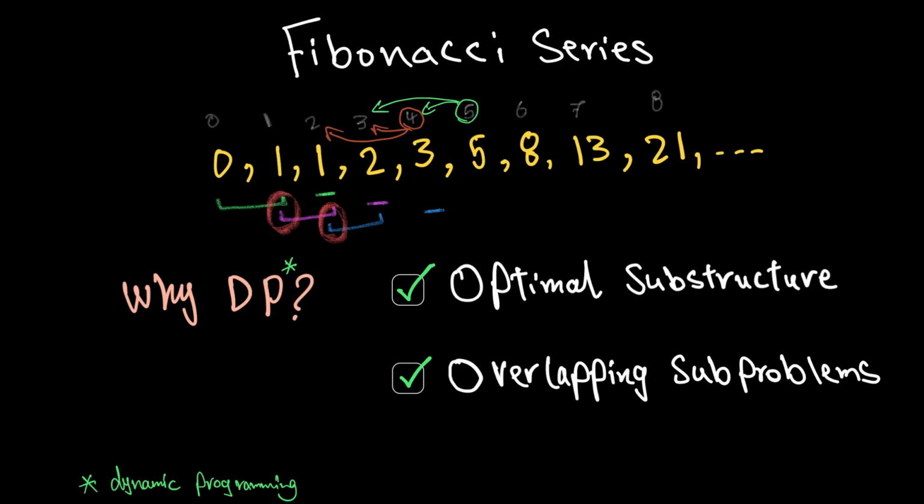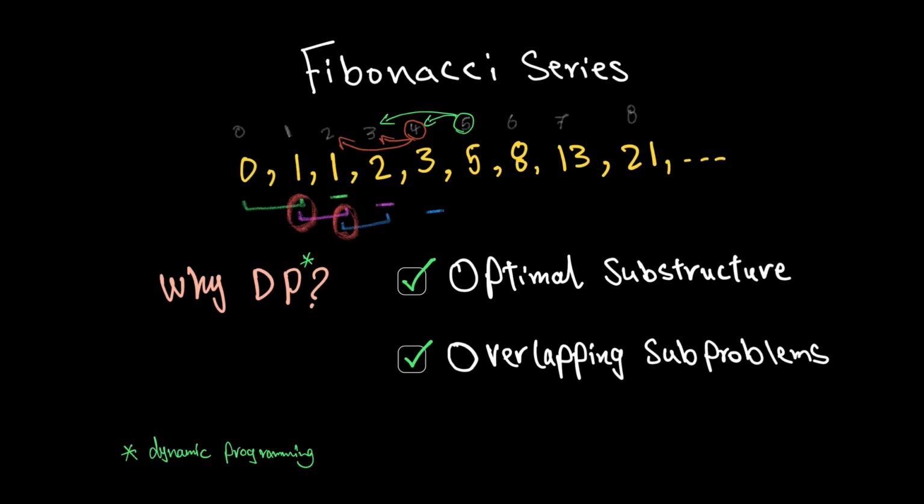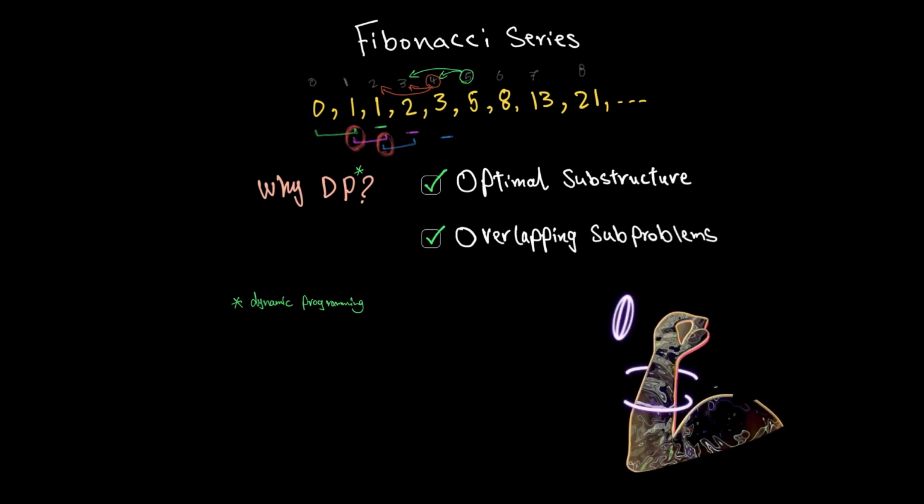This overlapping can be hard to recognize at first, but it will become easier to spot the more you get exposed to dynamic programming problems. You will be able to sense the pattern in the problem and say, aha, this is a dynamic programming problem.